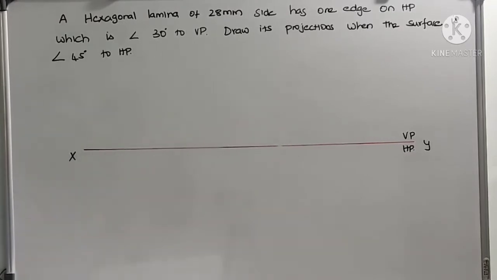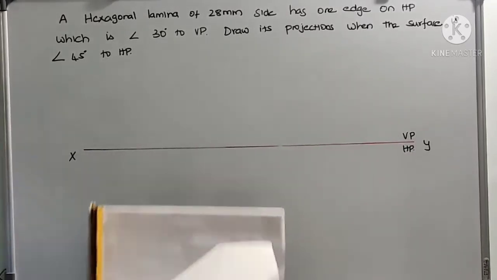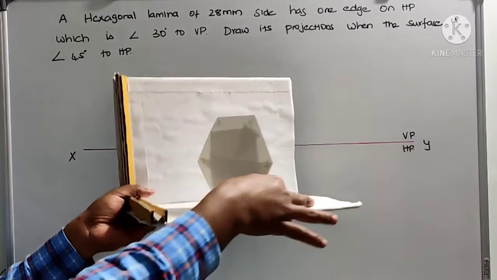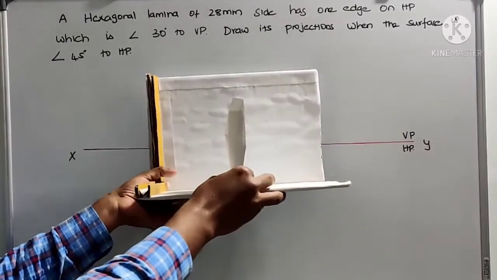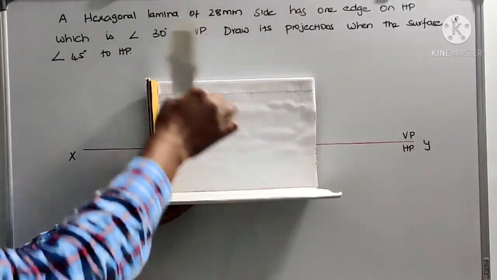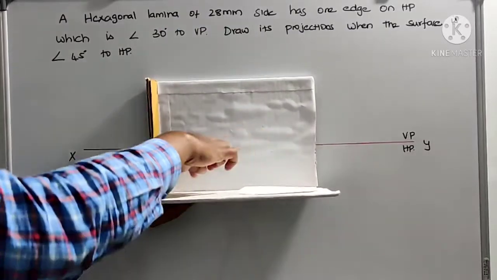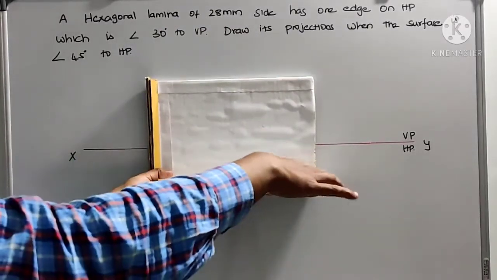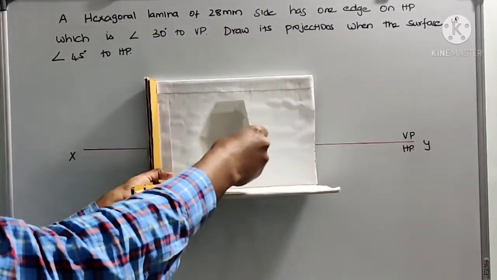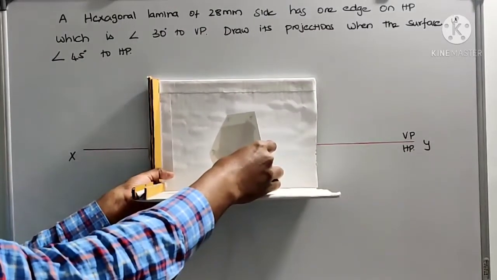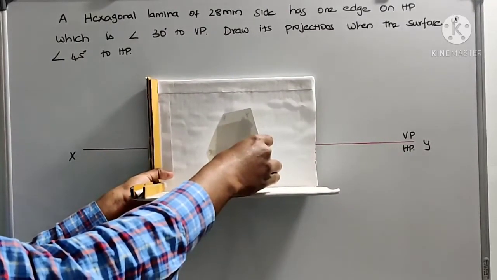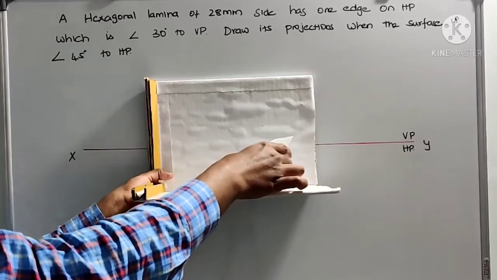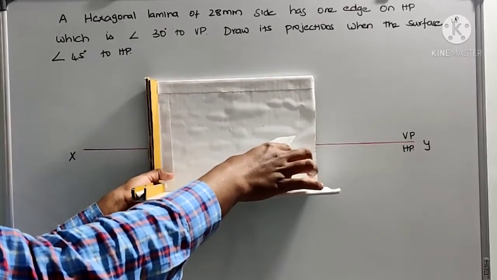Okay. So it is resting on one edge on HP, something like this, and that particular edge is at 30 degrees to VP. So from here you draw a 30 degree line, something like this, 30 degrees to VP. Then the surface is inclined at 45 degrees to HP. Okay, so this is the final position.